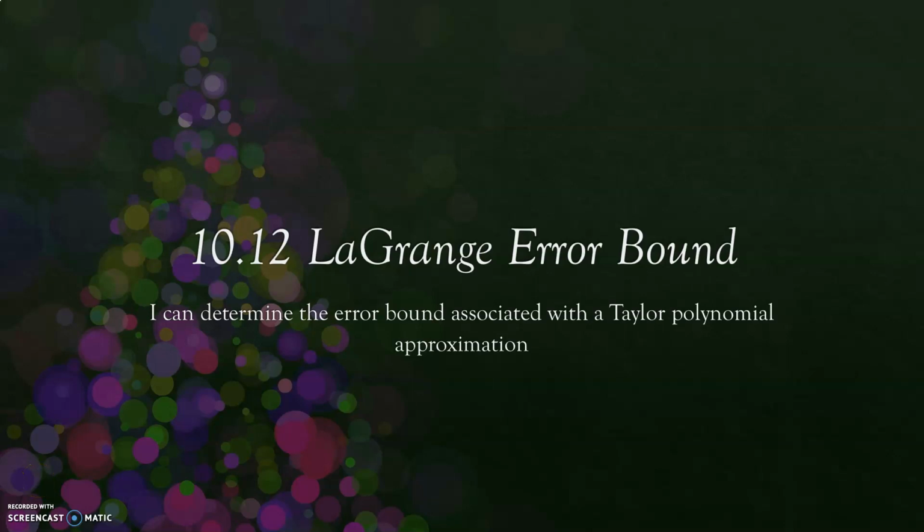This section is about the error bound. It's helping you figure out how bad your estimate is when you decide to cut off a Taylor polynomial at a certain spot.